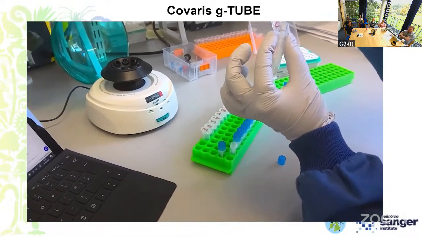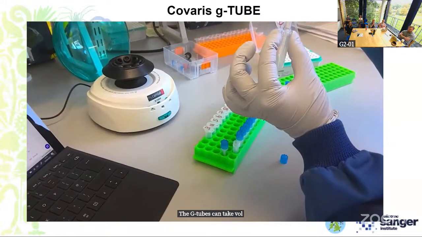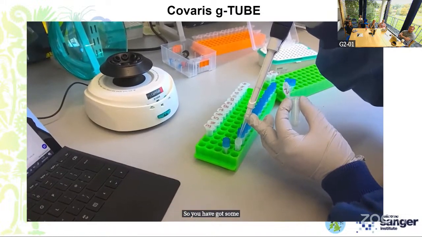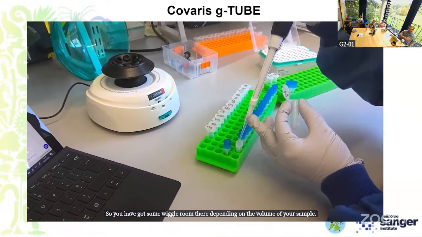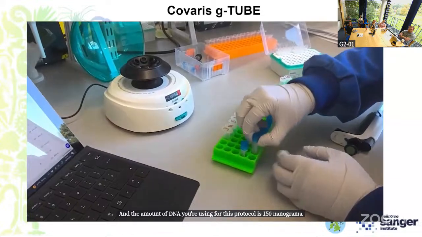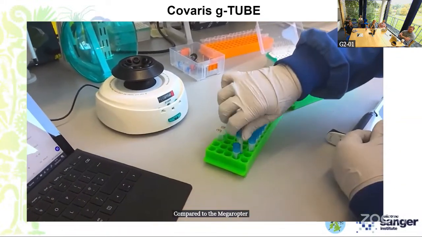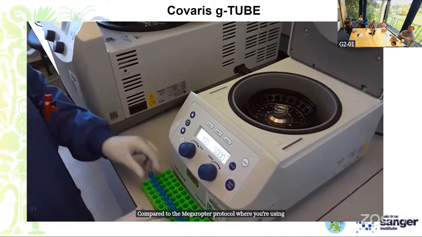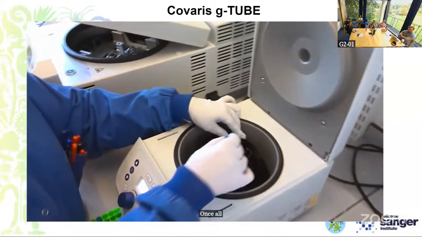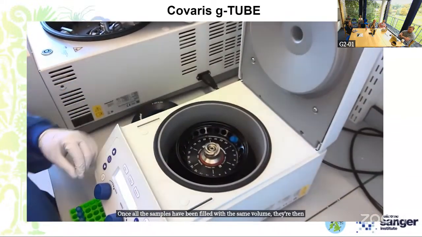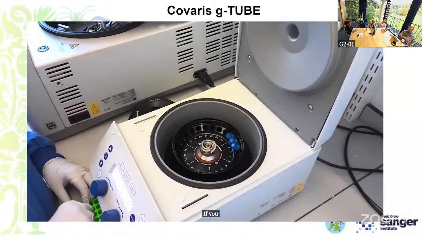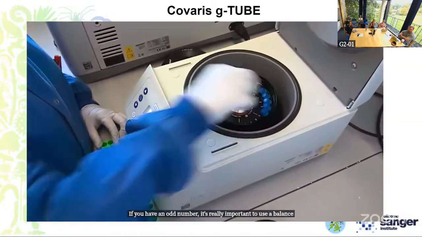The G-tubes can take volumes from 100 as the minimum up to 150, so you've got some wiggle room depending on the volume of your sample. The amount of DNA you're using for this protocol is 150 nanograms, compared to the Megaruptor protocol where you're using 1,500 nanograms, so it's specially designed for ultra low input. Once all the samples have been filled with the same volume, they're put inside the centrifuge. If you have an odd number, it's really important to use a balance as well, so you've got the right number of tubes inside.